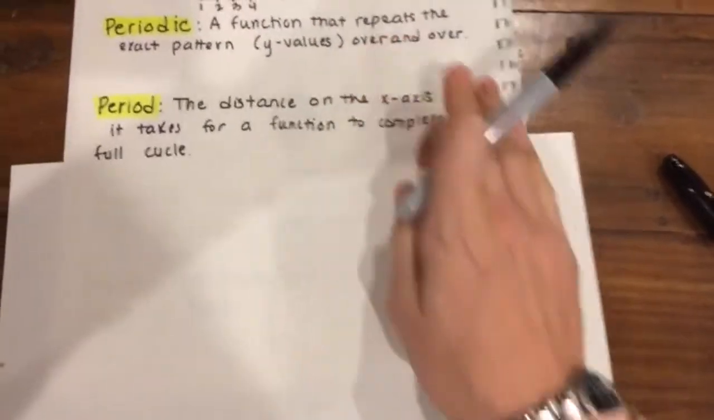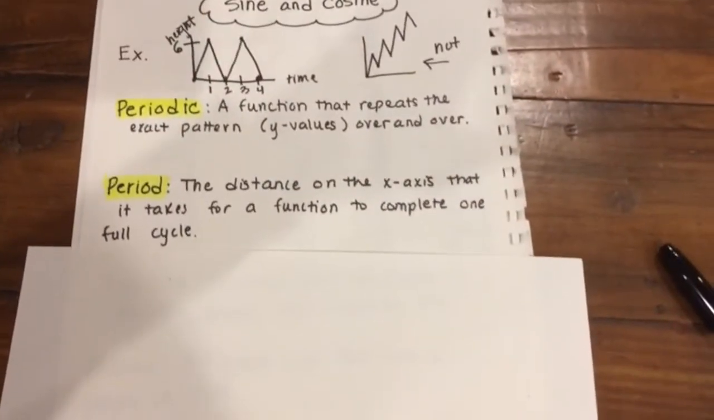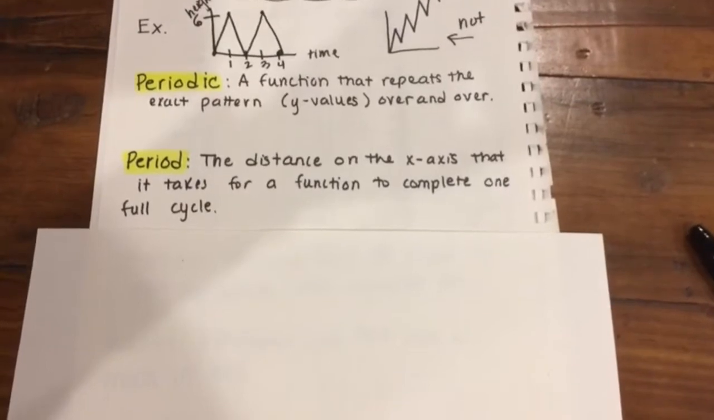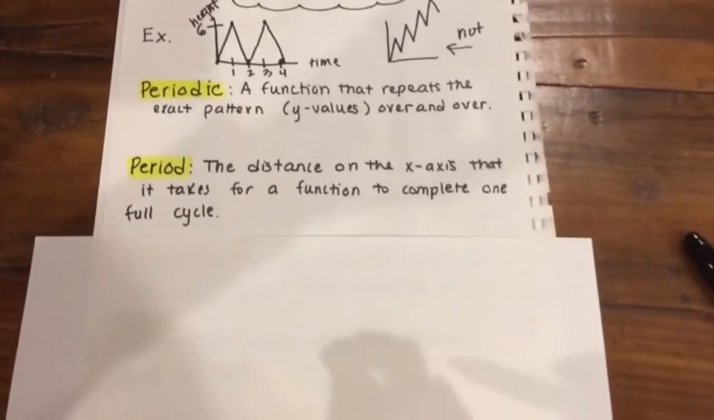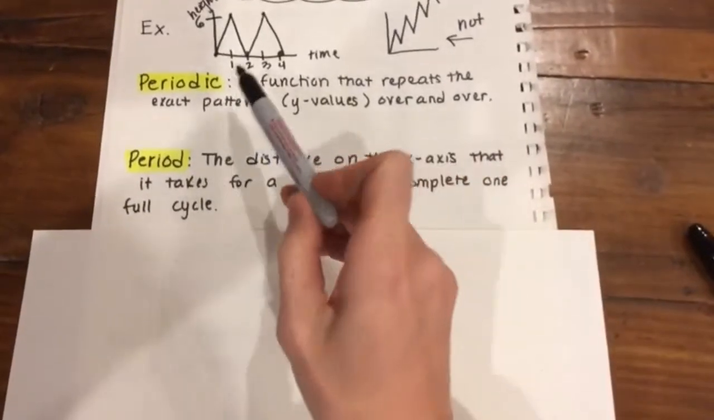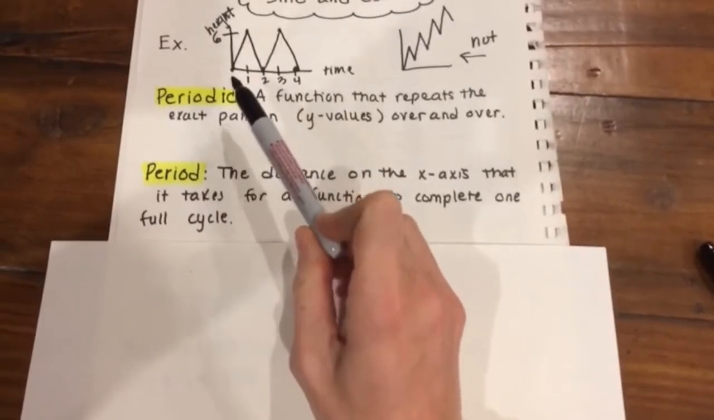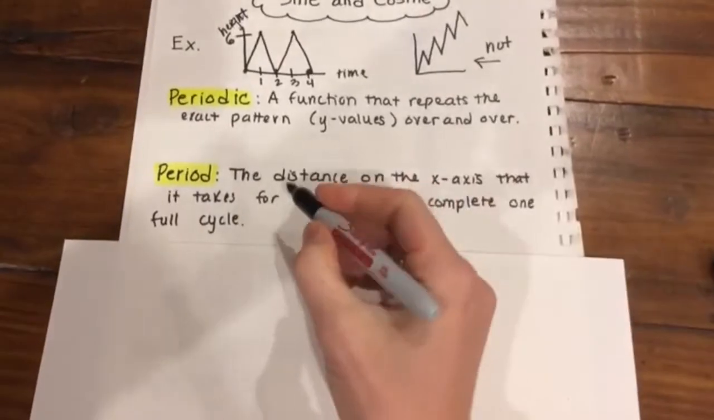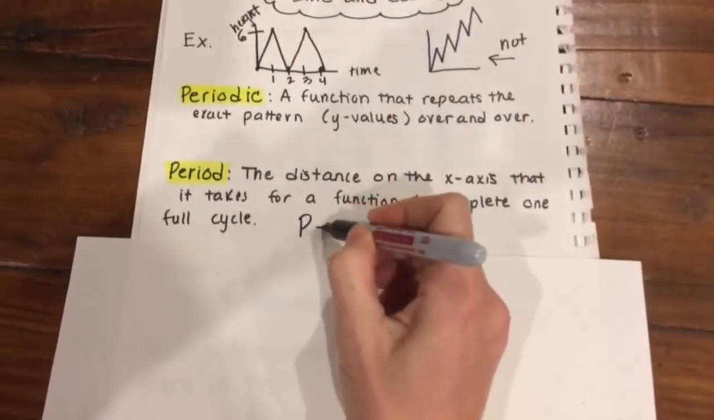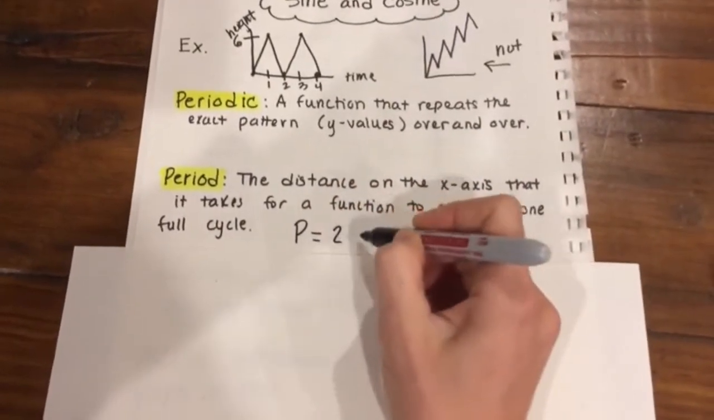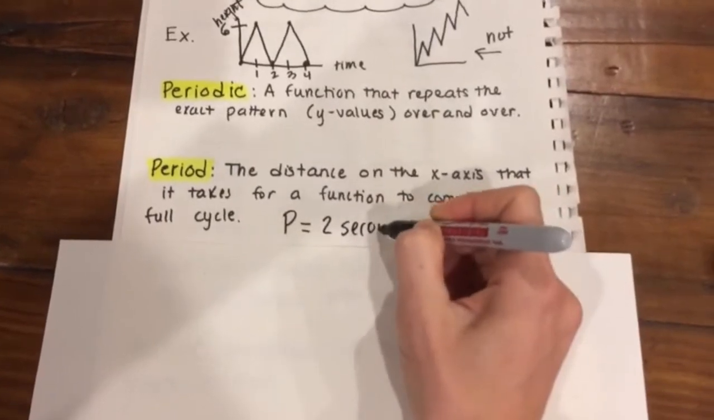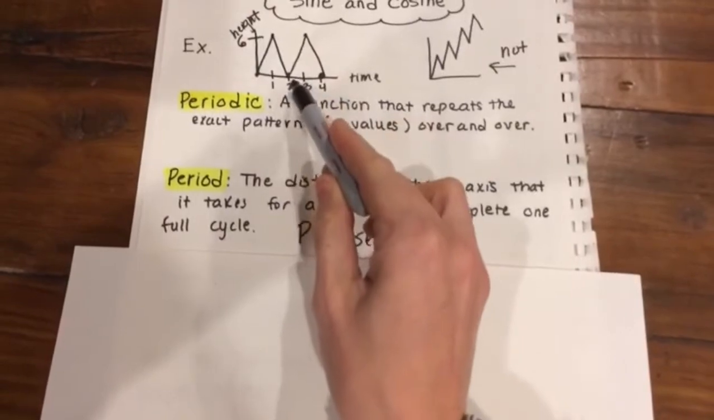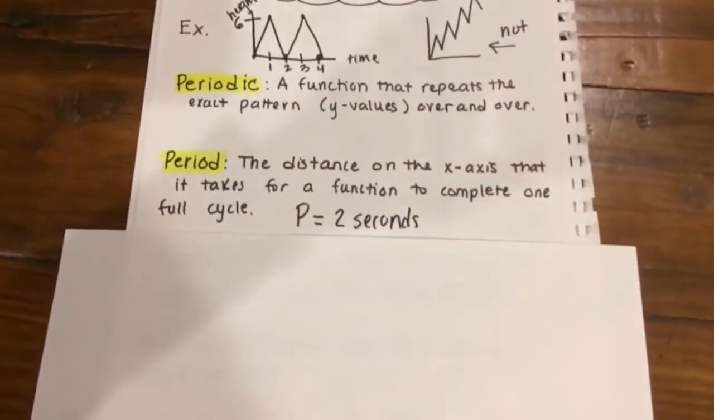Okay, so second vocab word is period. Period is the distance on the x-axis that it takes for a function to complete one full cycle. So if you look at our ball bouncing activity, what would the period for this be? So the period is 2 seconds. And that's because it takes 2 seconds for it to go all the way to the top and back to the bottom, and that's one full cycle.